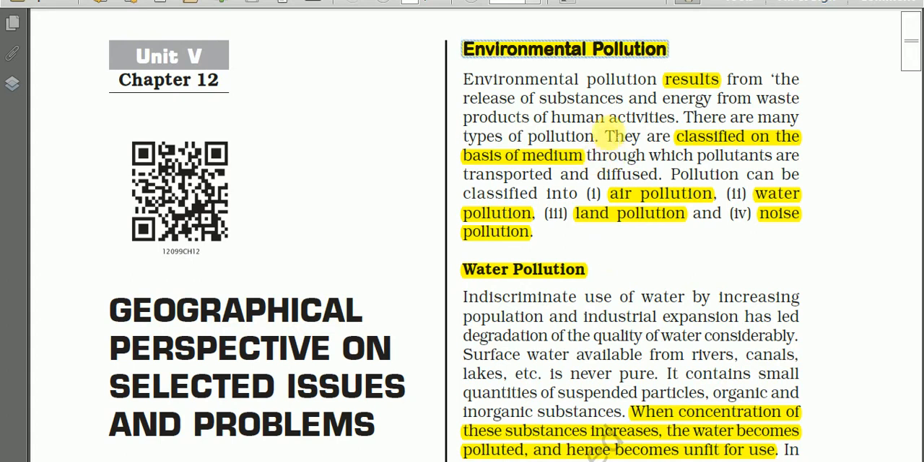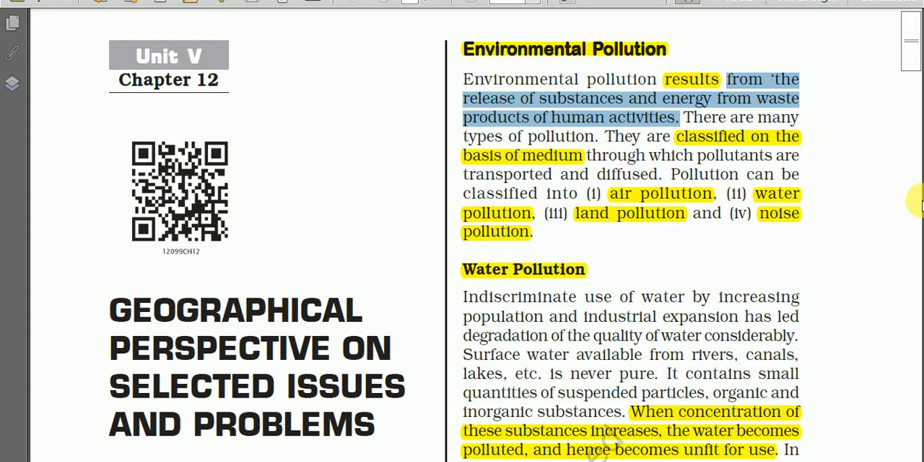So environmental pollution results from the release of substances and energy from waste products of human activities. That means pollution is mainly caused by human activities. Okay, and so there are many types of pollution. I think types of pollution you are very much familiar with in the previous classes, in the lower classes.